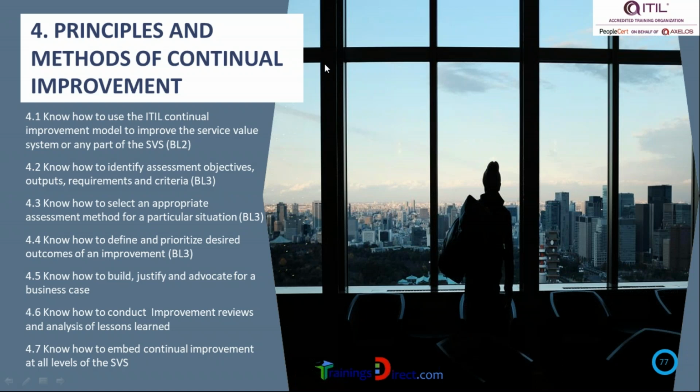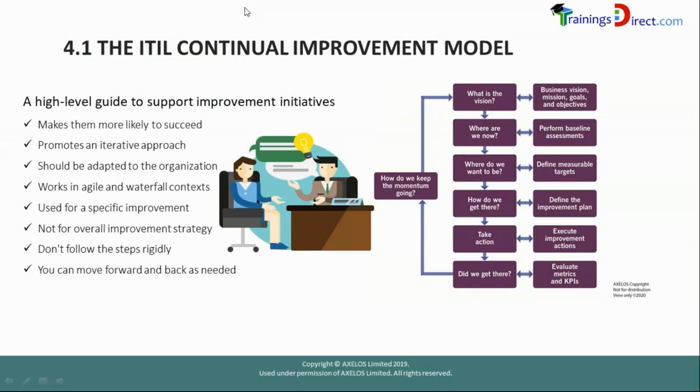Let's first start with the ITIL continual improvement model. It is a high-level guide to support improvement initiatives. This is one of the 5 elements within the service value system of ITIL 4. This high-level guide makes the improvements more likely to succeed. It promotes an iterative approach, should be adapted to organizations' needs, and works in agile as well as waterfall contexts. It is used for a specific improvement, not for overall improvement strategy.